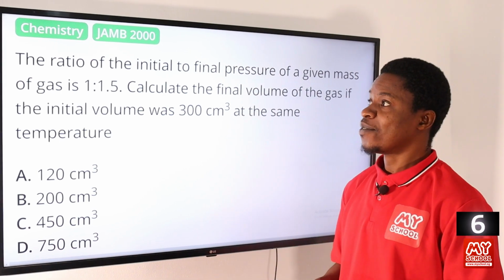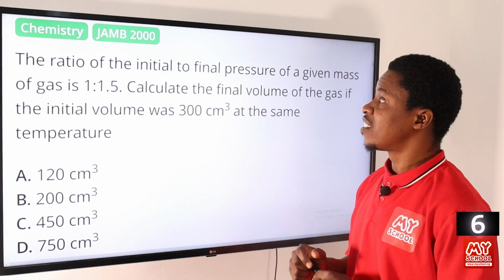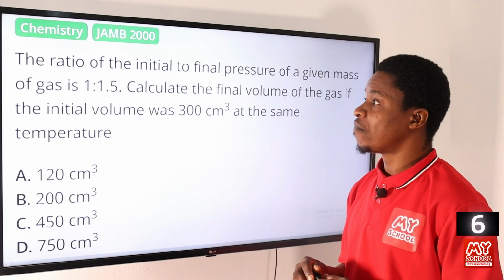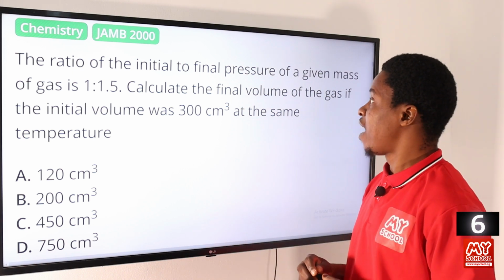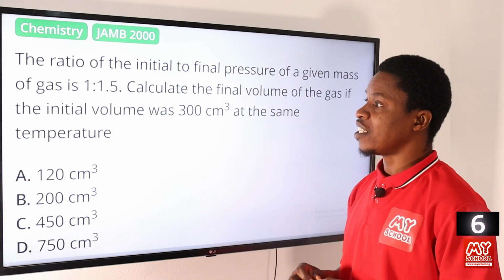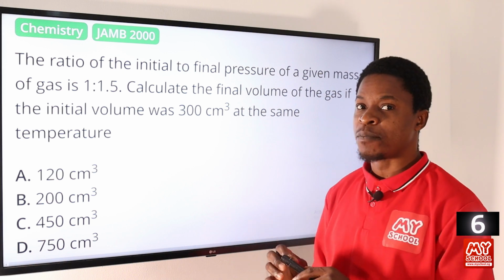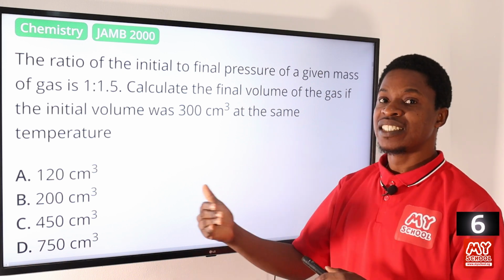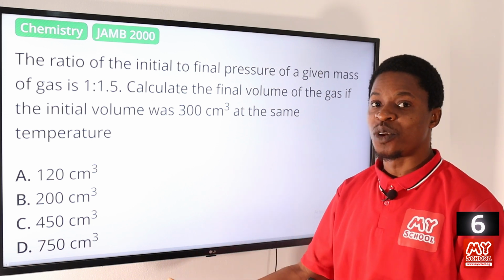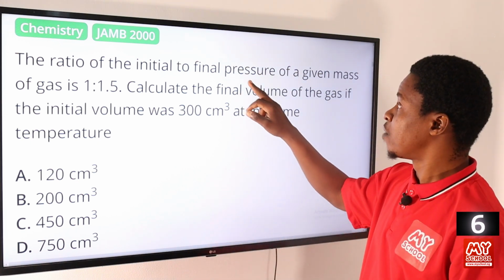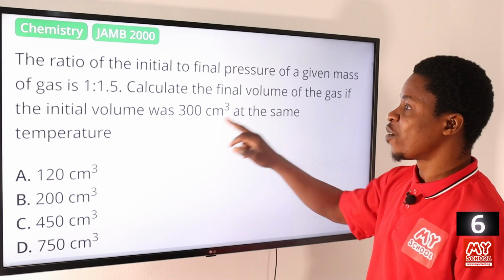Question number 6 now. The ratio of the initial to final pressure of a given mass of gas is 1 is to 1.5. Calculate the final volume of the gas if the initial volume was 300 cm3 at the same temperature, which means at constant temperature. So it is Boyle's law that states the relationship between pressure and volume at constant temperature.